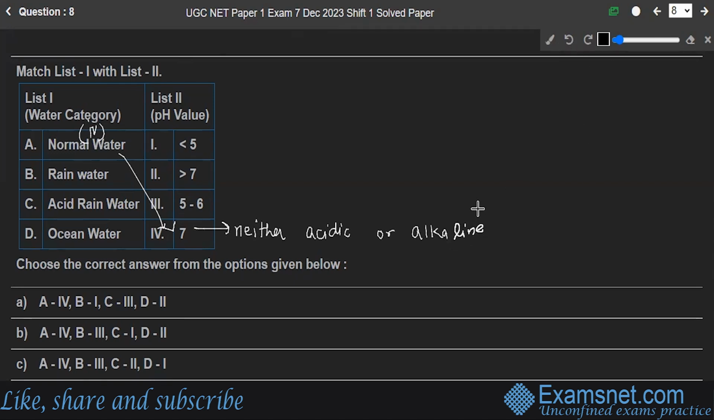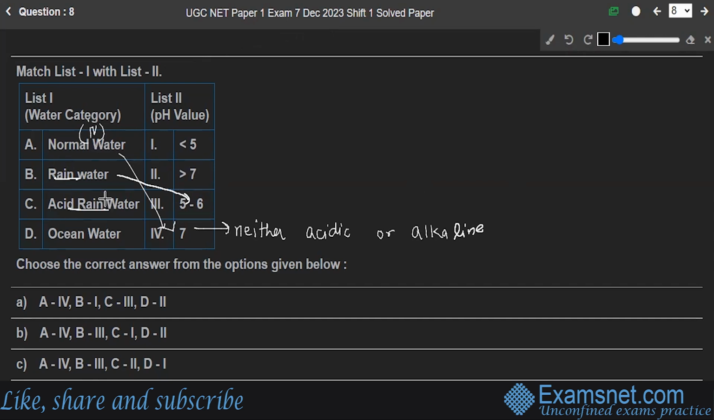Normal water could be found in lakes, rivers, and streams. The second one is your rainwater. Rainwater is the water that has a pH of 5.6, so it will come over here. It has a pH value of around between 5 and 6. The rainwater is slightly acidic because it dissolves carbon dioxide from the air.